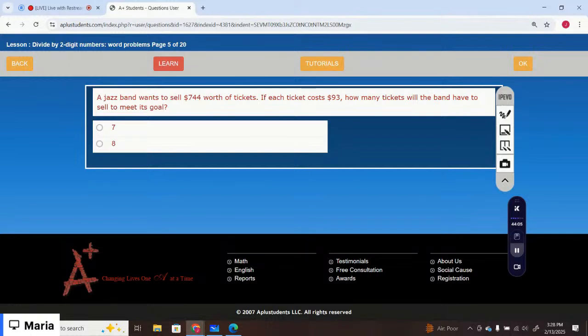A jazz band wants to sell $744 worth of tickets. If each ticket costs $93, how many tickets will the band have to sell to meet its goal? So you have to divide 744 by 93. So which is the correct option?